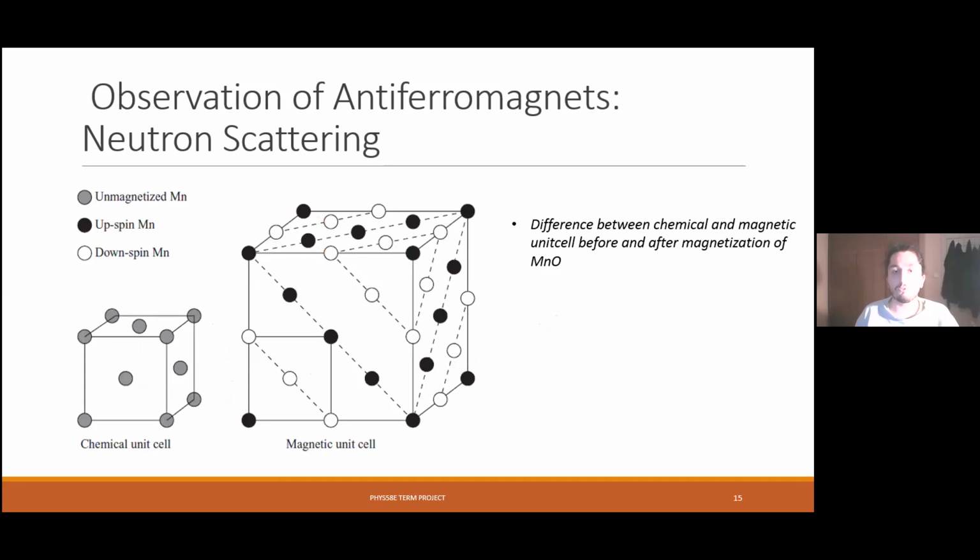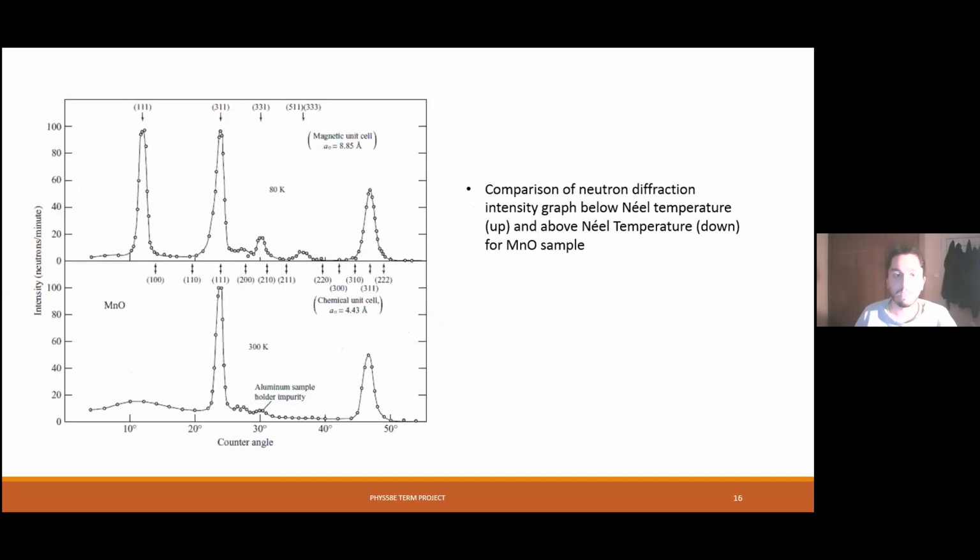So you can see two different cubes, which are actually the same material. One is magnesium oxide before being magnetized, and the other one is magnesium oxide after being magnetized. By being magnetized, I mean that we only bring the temperature under the Néel temperature. So we observe the unit cell is changing because there are two different spin behaviors in the material. We observe not the same spin structure, but two different spin structures which change the unit cell structure. And this is the outcome of the neutron diffraction experiment.